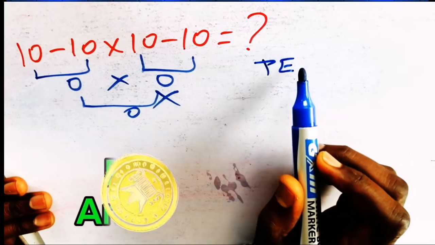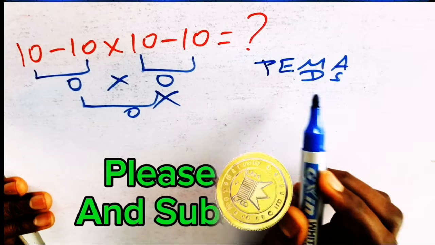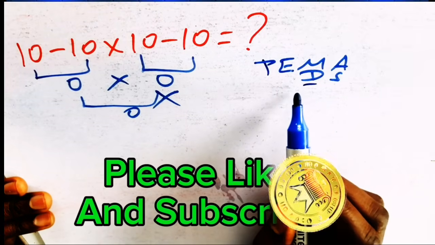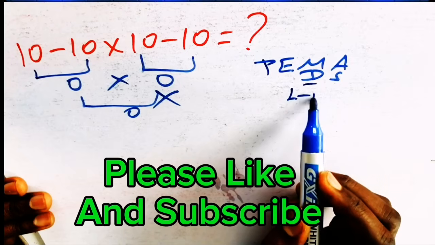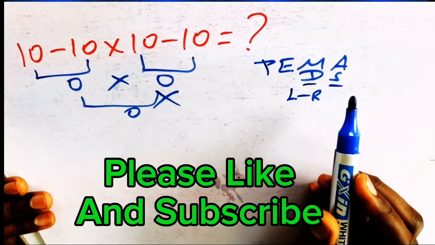then exponent, then multiplication or division, and finally addition or subtraction. Remember that multiplication and division have equal priority. We have to work from left to right. The same applies to addition and subtraction, okay?